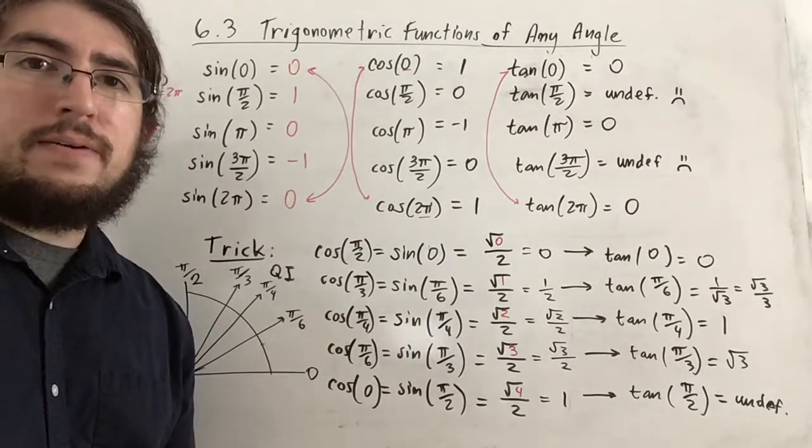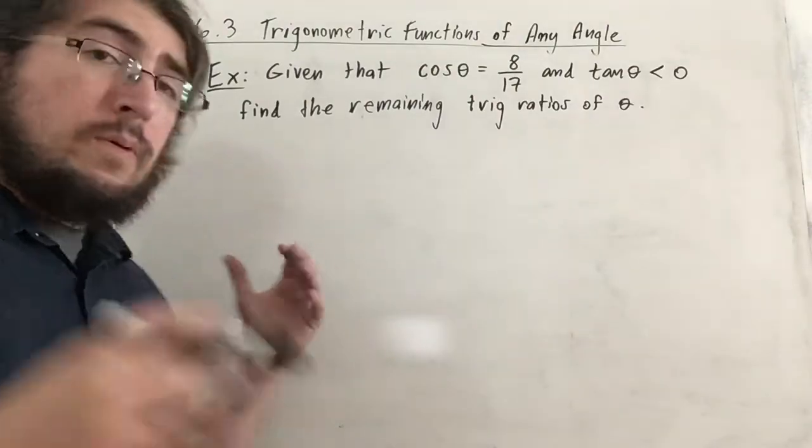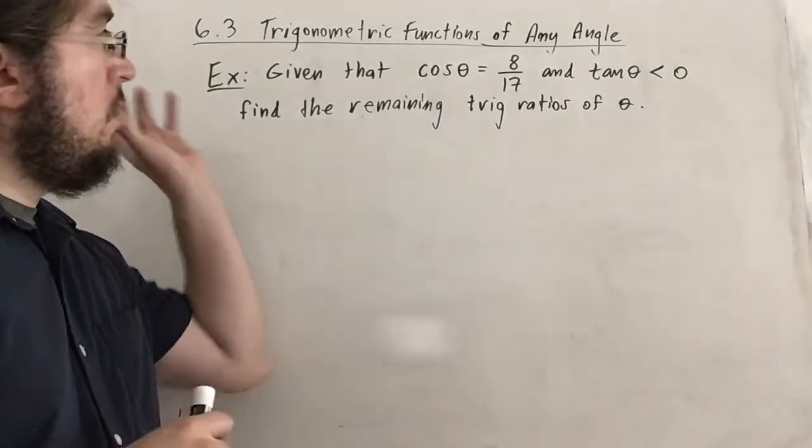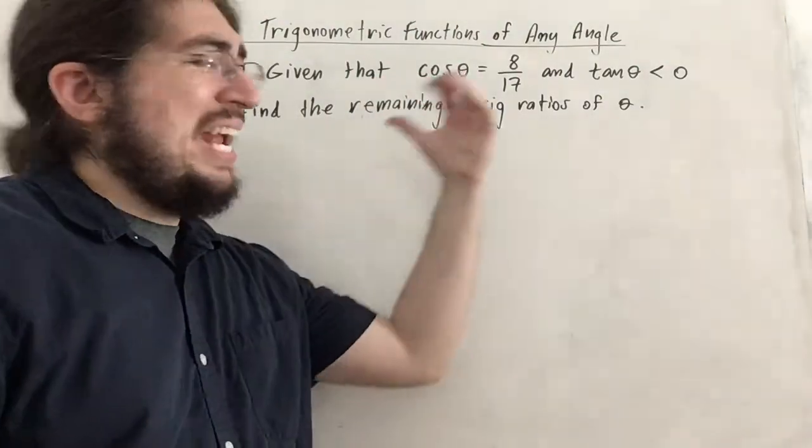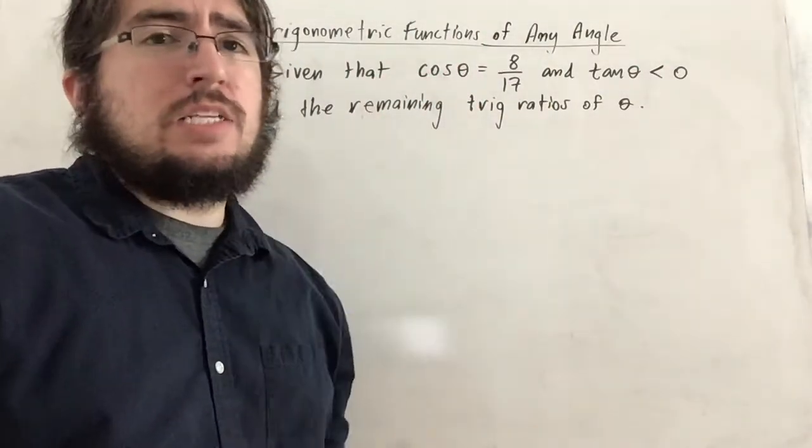Let's take a look at that right now. Alright, so now finally for this example where we start to put everything together, we are given two things. We're given that cosine of theta is 8 over 17, and the tangent of theta is less than 0.